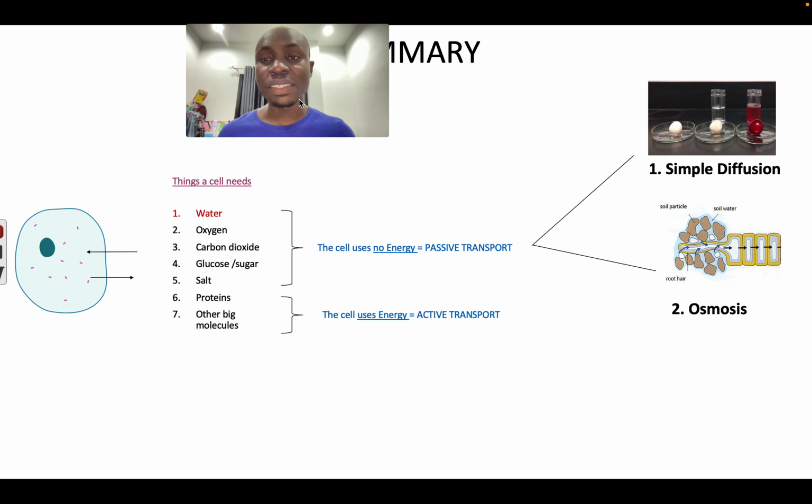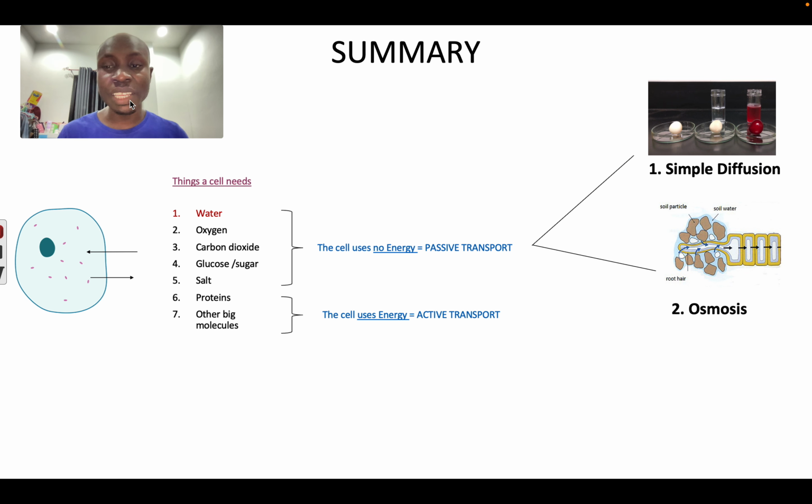Okay, so let's conclude. What have we learned in this video? We've learned that the cell needs some things to survive, for example water, oxygen, proteins, and many more. And sometimes the cell needs energy. When the things are big, we call that active transport. Sometimes the cell does not need energy to move the things because the things are very small, like water or oxygen, and we call this passive transport. And two examples of passive transport are simple diffusion and osmosis.